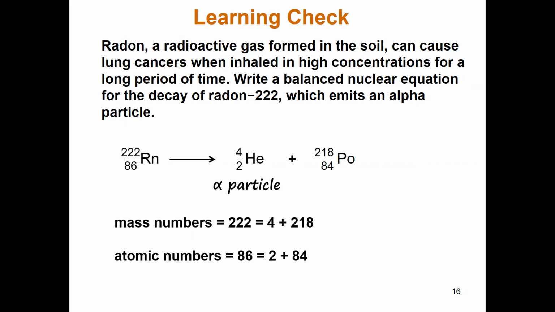So the new element will be polonium with atomic number 84 and mass number 218, because the sum of the mass numbers should be equal on the left and on the right. So 4 plus 218 is equal to 222. That's what we have on the left. And 84 plus 2 is 86, and that's what we have on the left. So we know this is the correct new nucleus.